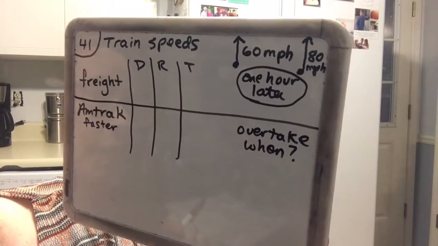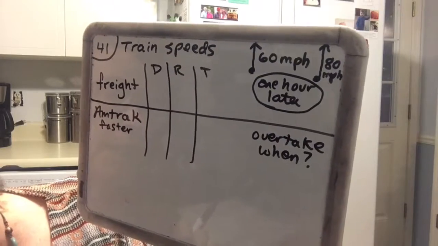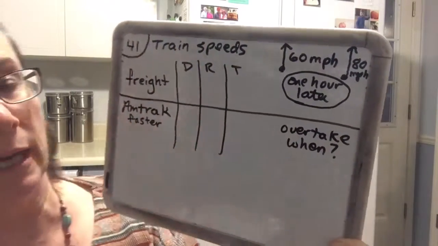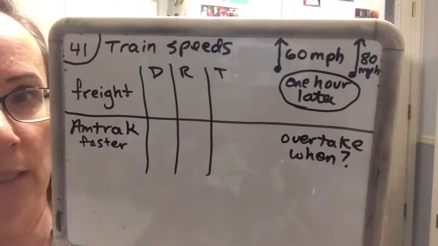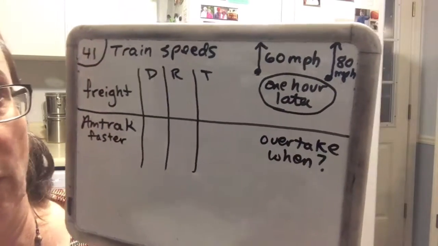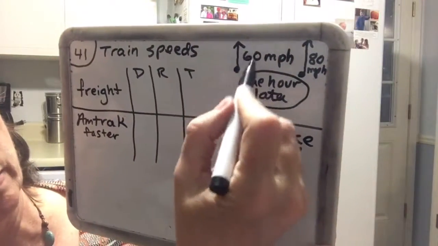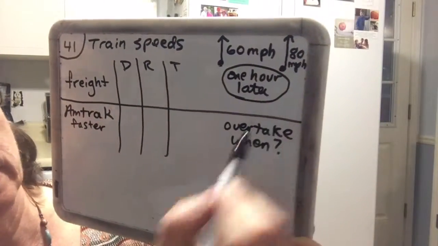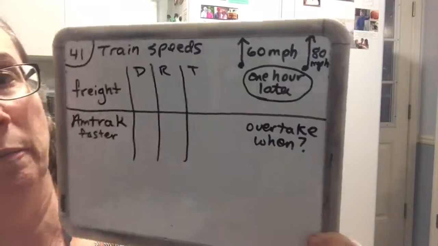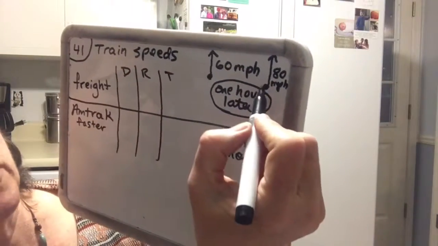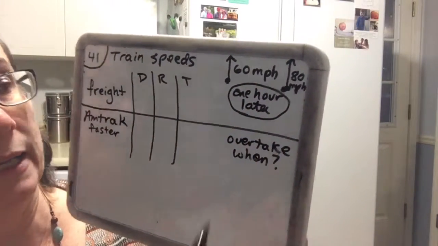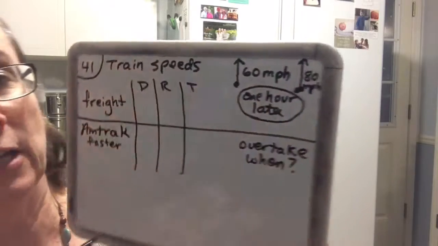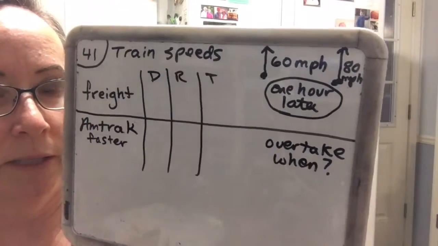Okay, so now we're going to do a train problem. And this train on problem 41 is saying, okay, we have a slow train, which is a freight train, and it is leaving the station, and it is headed north at 60 miles an hour. So here's my little chart up there, my little graph. And then 1 hour later, passage of time, then we have this train is now an Amtrak, and it is leaving the station at 80 miles per hour.